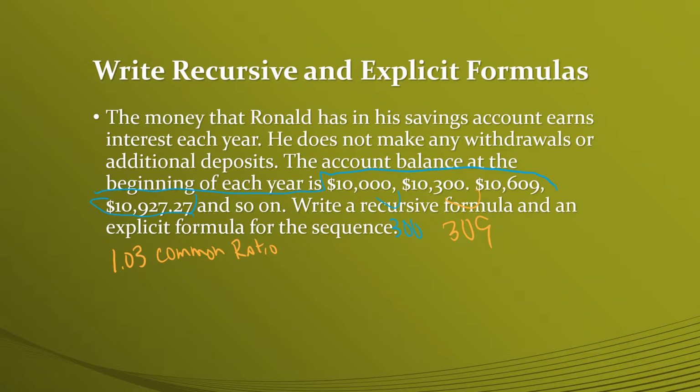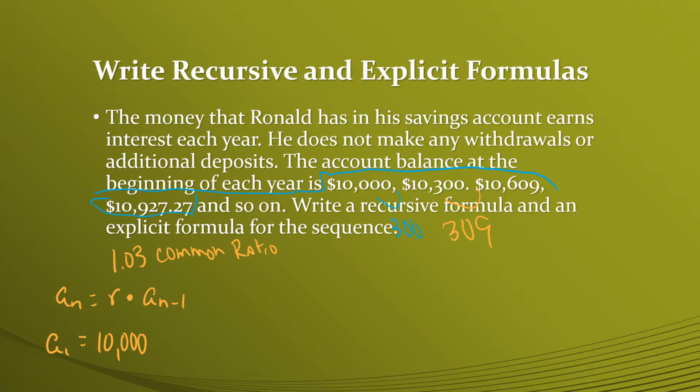Now, first I want to think about, I'm going to write a recursive geometric sequence. Now, my basic formula is that I got A sub n equals my common ratio times A sub n minus 1. So if I'm going to write this, the first thing I have to do is define what A1 is. Well, A1 is $10,000.